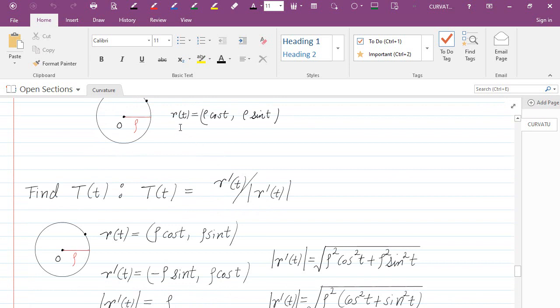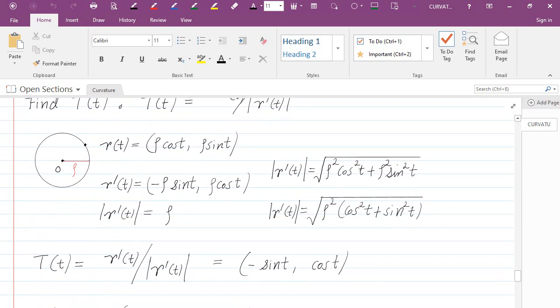Well, this is r of t. So r prime of t would be negative rho sine t, rho cosine t. So we get r prime of t right here. And the length of r prime of t would be the square of this plus the square of this, and then we take the square root. So we get the square root of rho squared sine squared t plus rho squared cosine squared t.